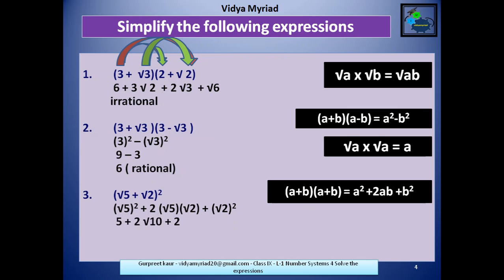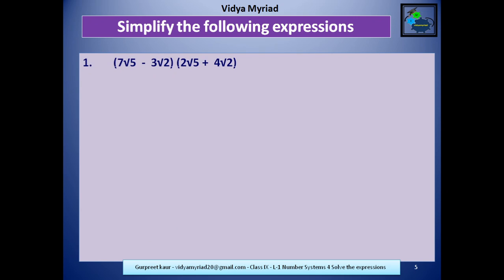So when I solve this, I will write it like 5 plus 2 root 10 plus 2, which can be written as 7 plus 2 root 10, and it is in an irrational form. Next example, if you look at this bracket, 7 root 5 minus 3 root 2 to be multiplied by 2 root 5 plus 4 root 2. Now no expressions, no identity I can apply over here.